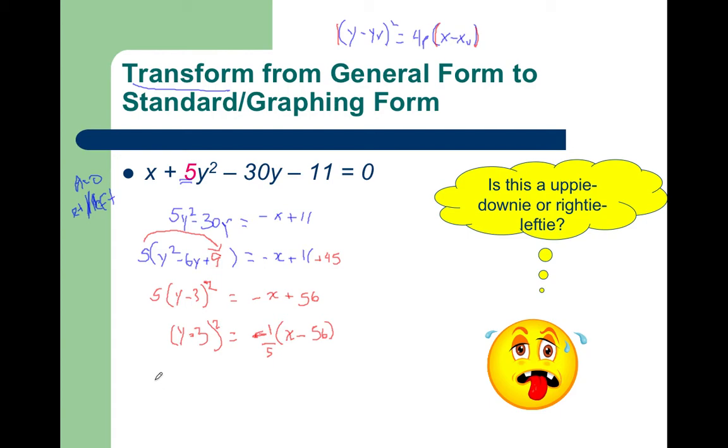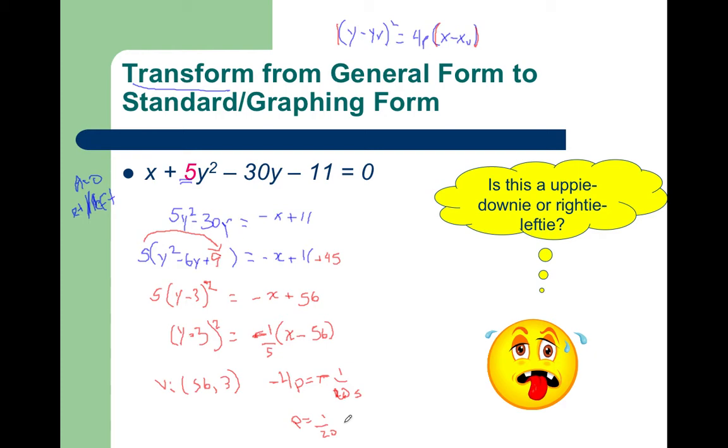Now look what I have. My vertex is 56, 3. Negative, because there's a negative here, negative 4p is equal to negative 1/20th, meaning p, I'm sorry, 1/5. So p is positive 1/20th. This is going to be a very skinny parabola, but they didn't ask me to graph it, thank goodness.